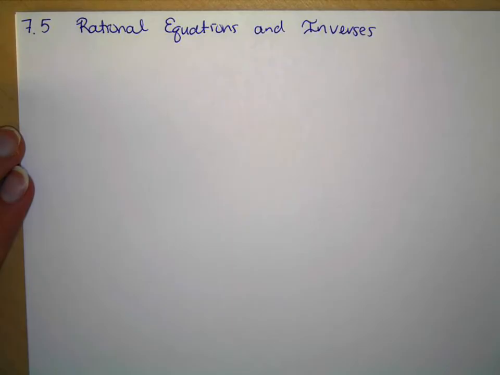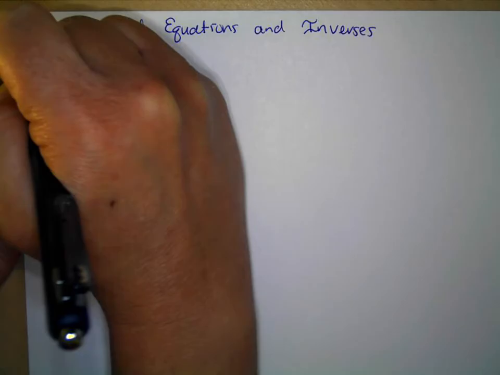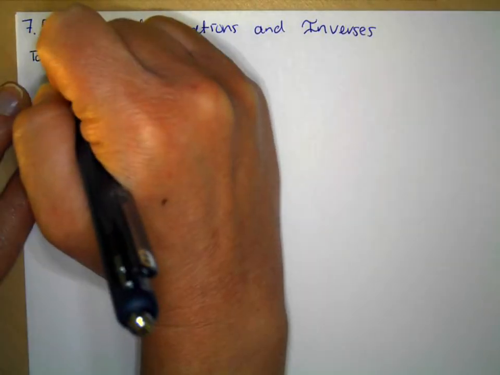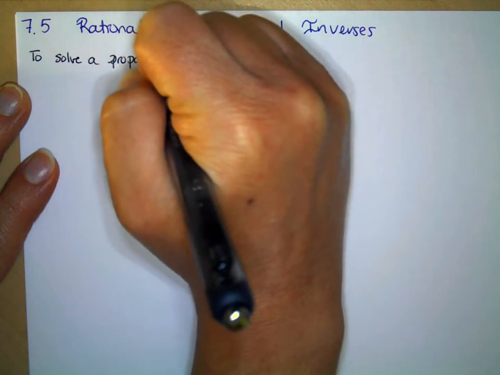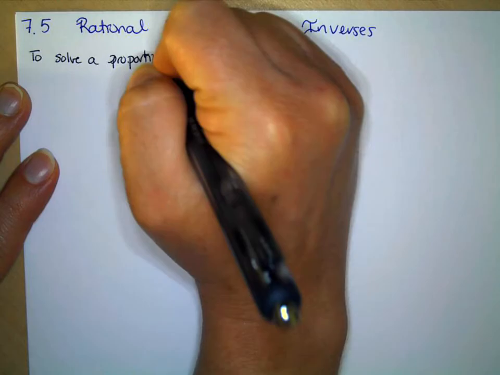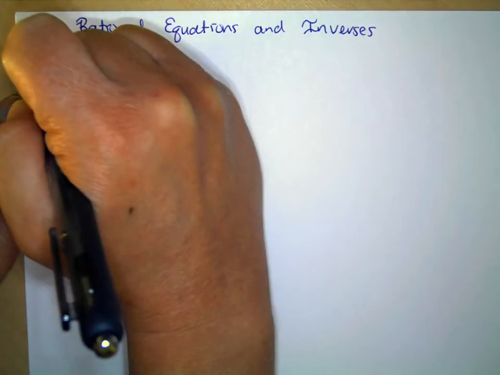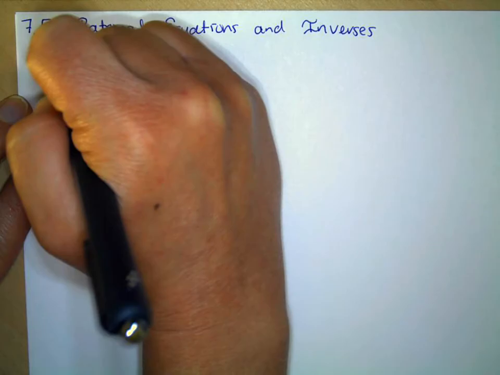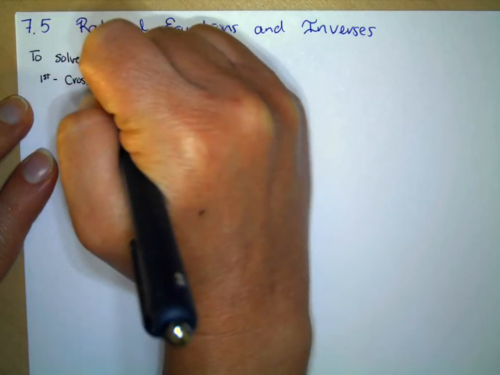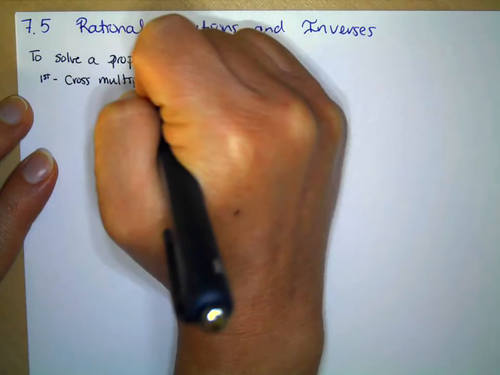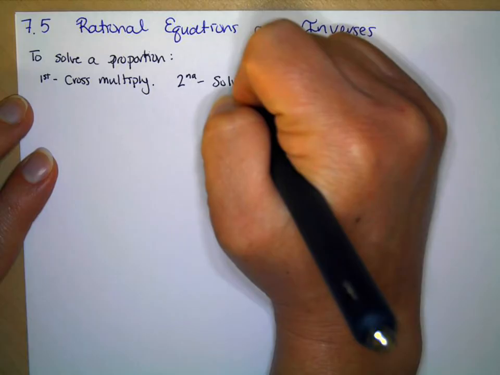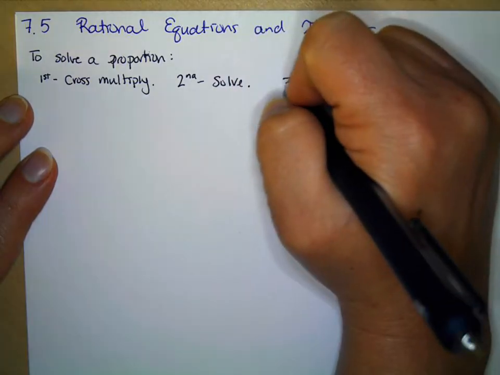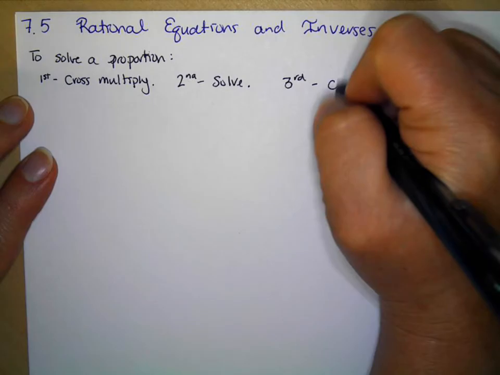All of the rational equations that we're going to be solving today are ones that are proportions. And in order to solve a proportion, we have three steps. The first thing we're going to do is cross multiply. Then we'll solve the resulting equation. And the last thing we're going to do is check our answers.